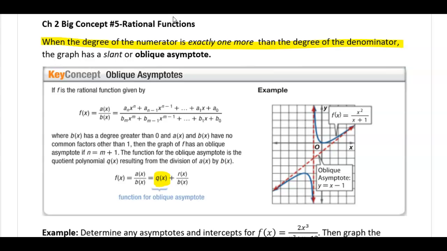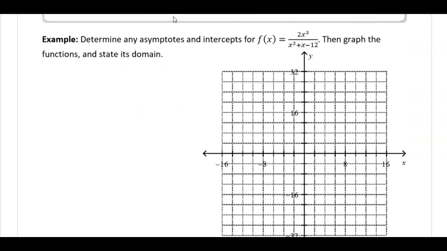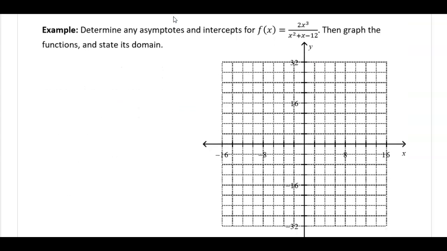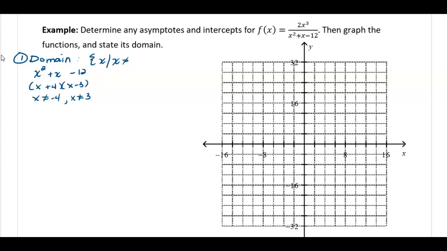So let's go ahead and use that information to do this next part. We're still going to do all 4 items. We're first going to find our domain. Now, we have a quadratic function, so we need to factor this. So x squared plus x minus 12, that's x plus 4, x minus 3. So x cannot equal negative 4, x cannot equal positive 3. So we have a domain of x such that x cannot equal negative 4 and positive 3.